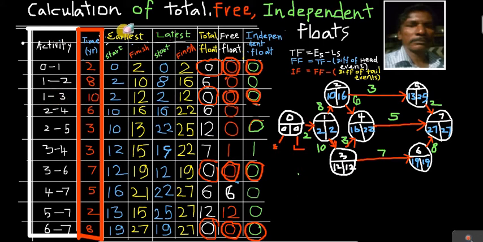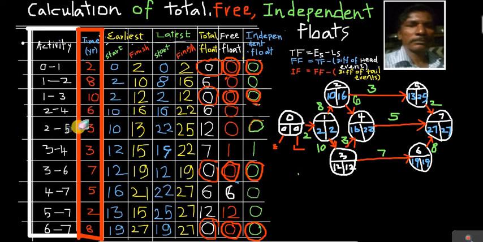Now come to the third activity. The earliest start is what? 2, and the latest start is 2. 2 minus 2, 0, or 12 minus 12, 0. Similarly, here 2 to 4, 10 minus 16, 6 is the difference. You should not write the negative value here. Positive value only you have to write.